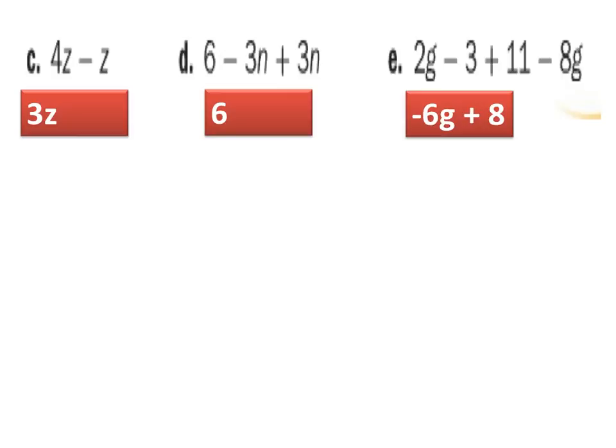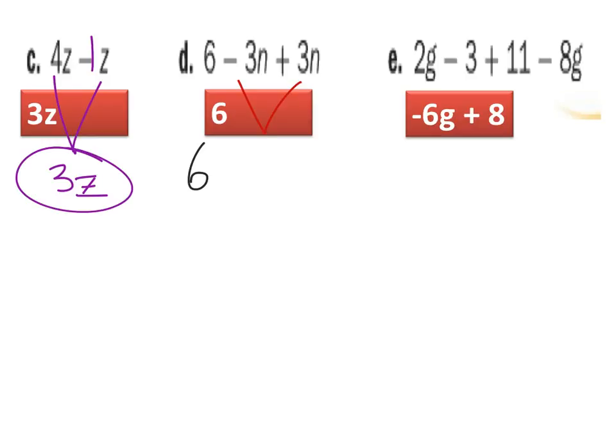All right, there's your answers. Once again, we have a 4z minus a 1z. If we combine the 4 and minus 1, we'd get 3z's. Notice on this one, the 6, nothing happens to the 6, but if we combine this negative 3n plus 3n, then we'd be left with 0 n's, and we don't have to write that in there. So the answer is just 6.